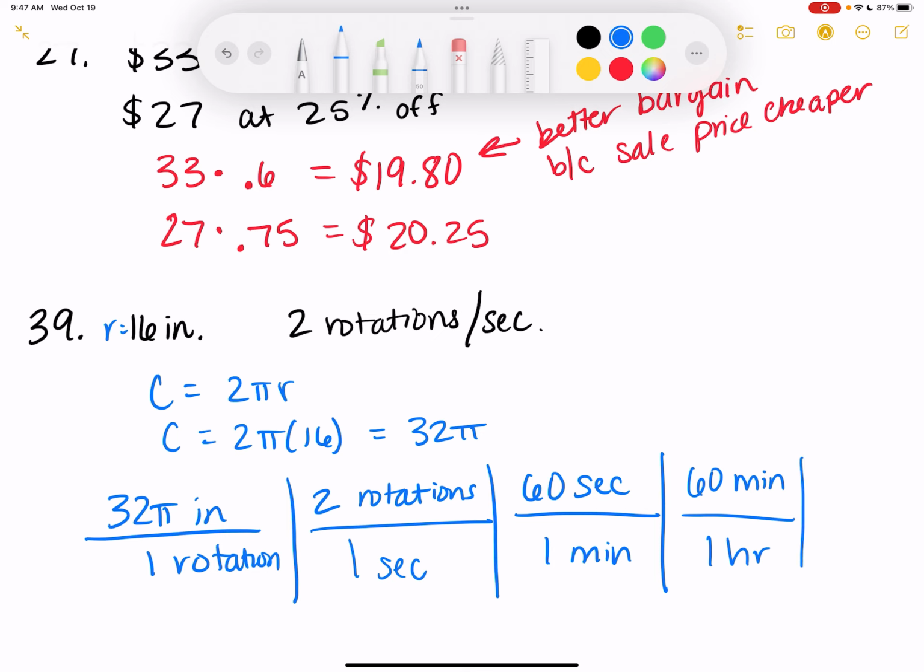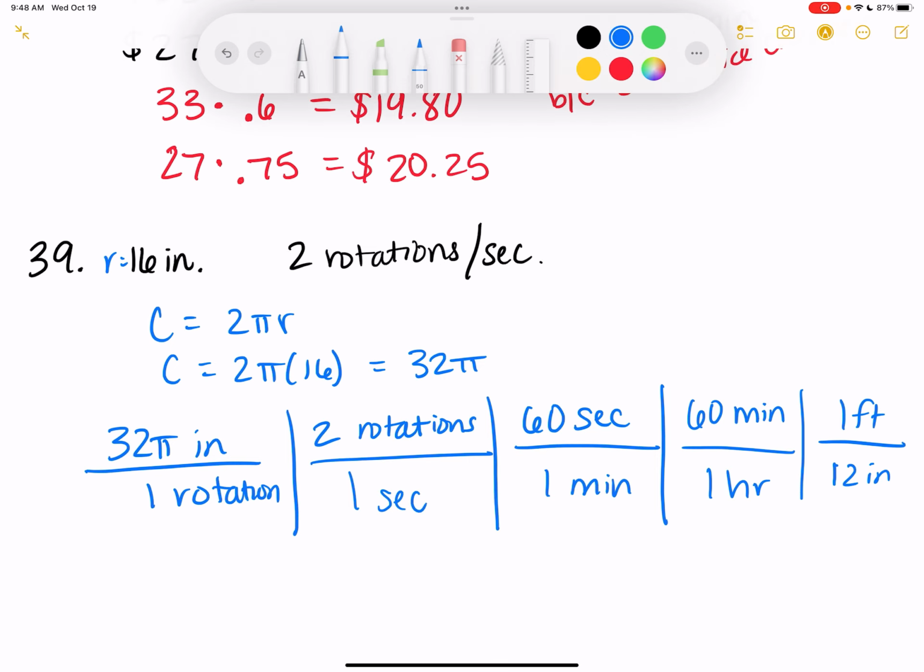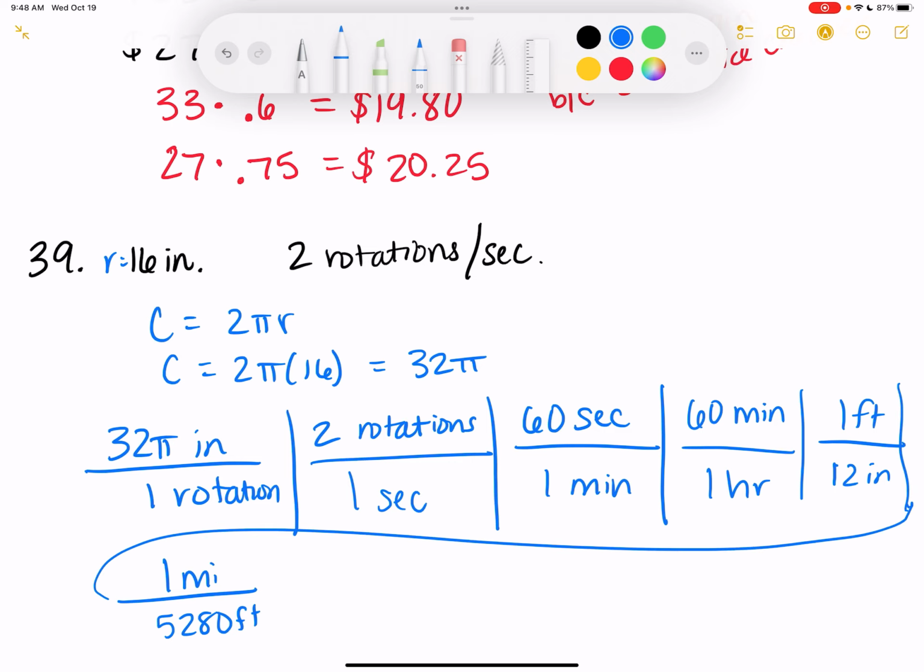Then inches to feet. There's 12 inches in a foot. And then going in here is 5,280 feet in 1 mile. This is a continuation, so it's going right here. Oh wait, I have room, so I'm just gonna write it there.